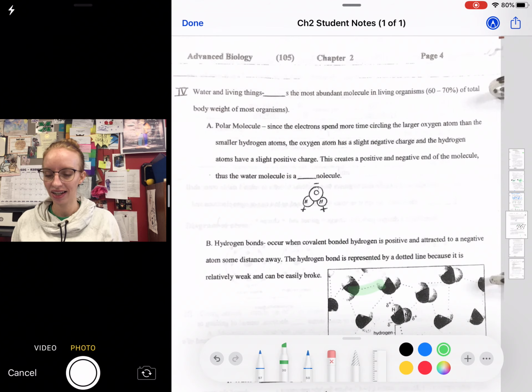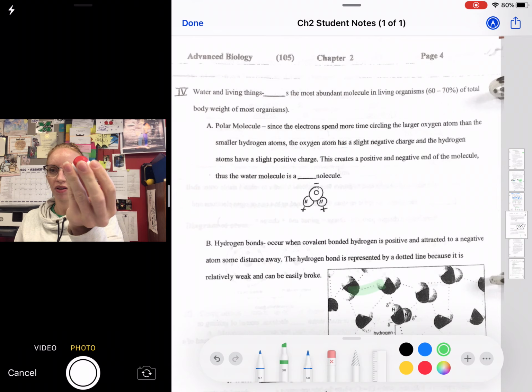Right, guys, next section, water. So I'm going to represent water with my little water molecule. Hydrogen is the white, oxygen is the red.